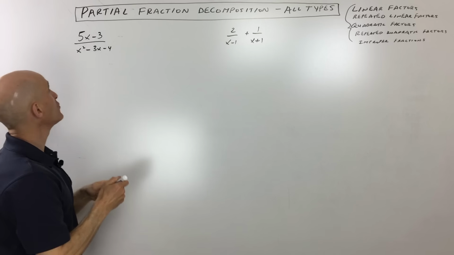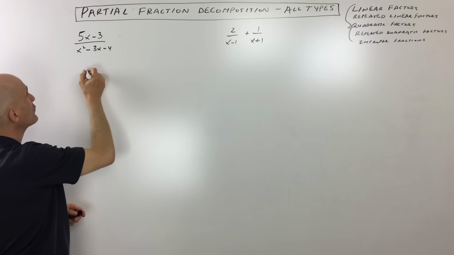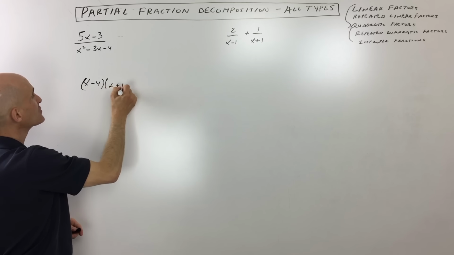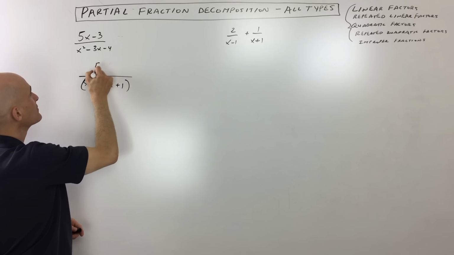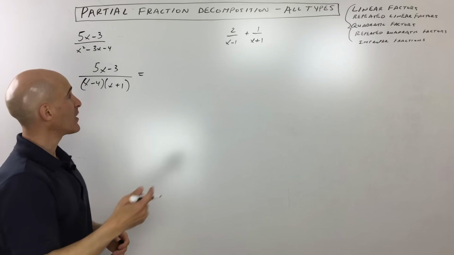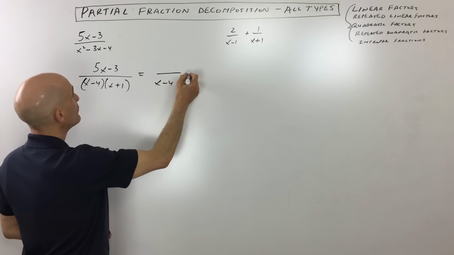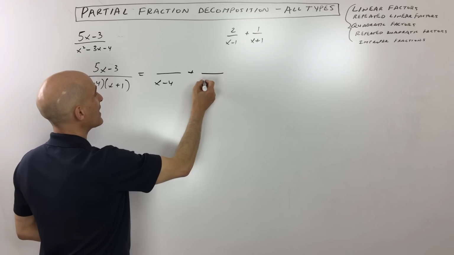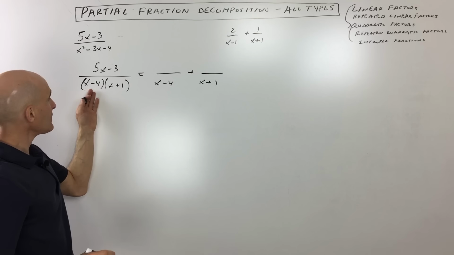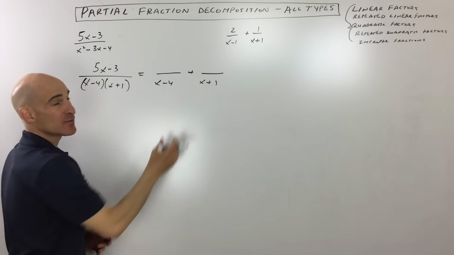So the first thing you want to do when you do partial fraction decomposition is factor the denominator. If I do that, this denominator would factor to x minus 4 times x plus 1, and the numerator is 5x minus 3. Now, again, remember we're working backwards. We want to find out what those original fractions were before we assembled them into one fraction with a common denominator. So you can see that one of the denominators could have been x minus 4. One of the denominators could have been x plus 1.